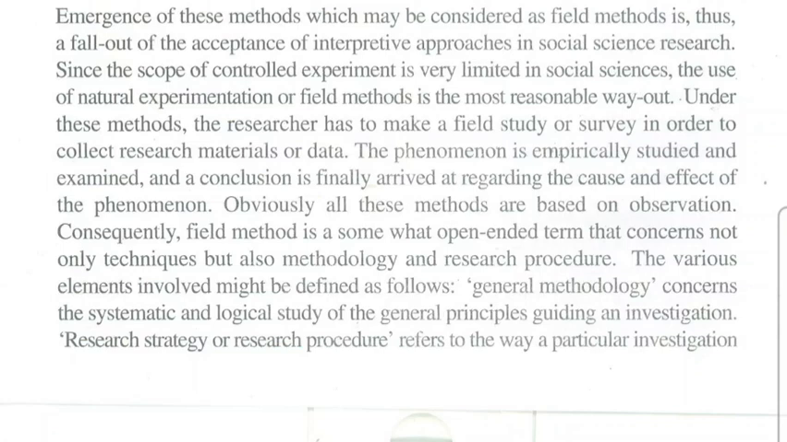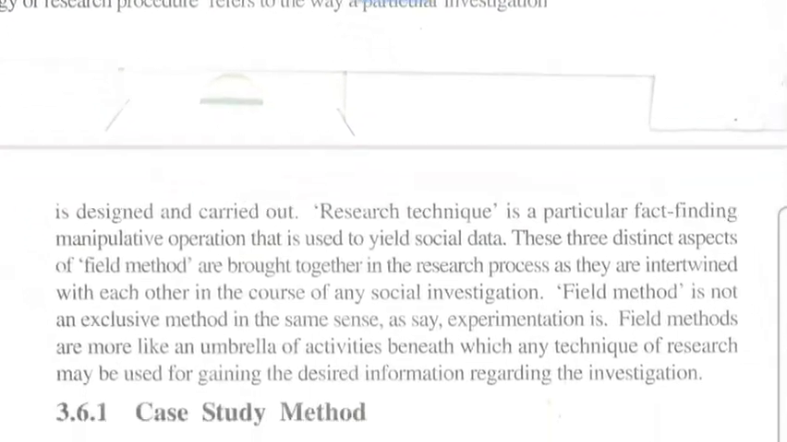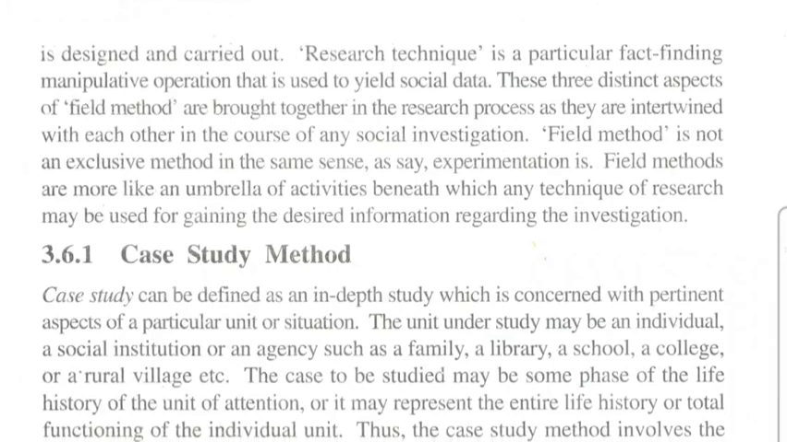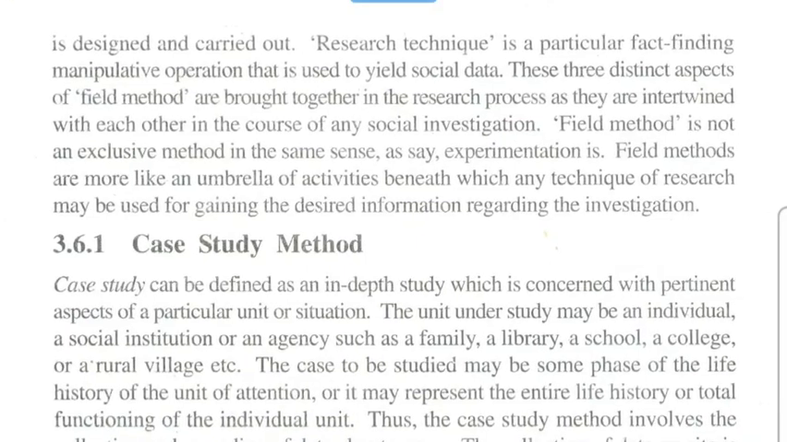The various elements involved might be defined as follows. General methodology concerns the systematic and logical study of the general principles guiding an investigation. Research strategy or research procedure refers to the way a particular investigation is designed and carried out. Research technique is a particular fact-finding manipulative operation that is used to yield social data. These 3 distinct aspects of field method are brought together in the research process as they are intertwined with each other in the course of any social investigation.